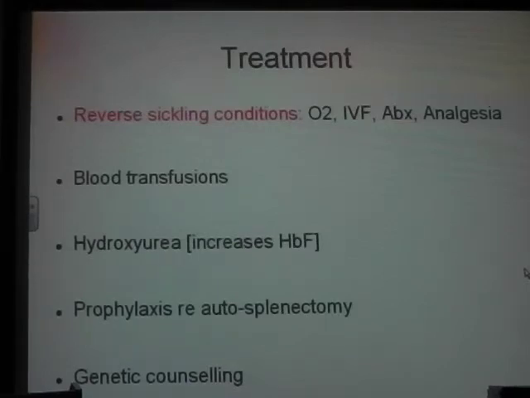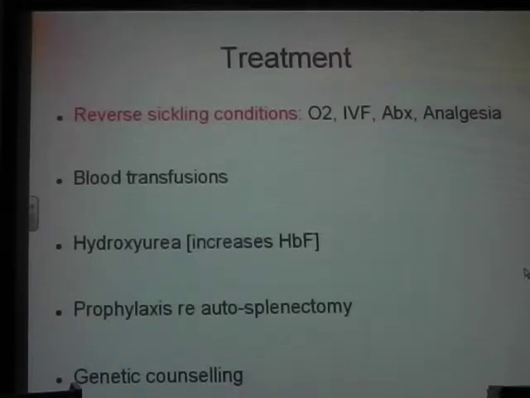How are we going to treat it? So learning point, we've said that these stressful conditions will induce sickling, so you just need to reverse them. So low oxygen, give them oxygen. They're dehydrated, give them fluids. Infection, give them antibiotics, and so on. You might also have to give them a blood transfusion.